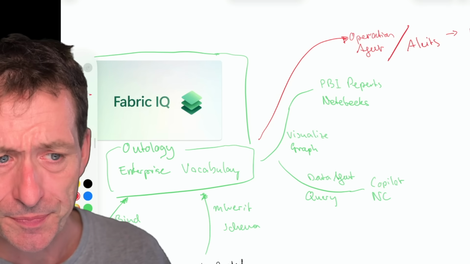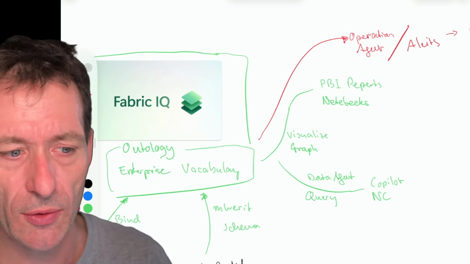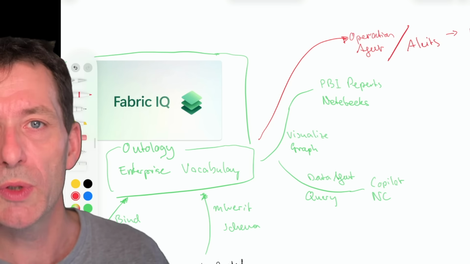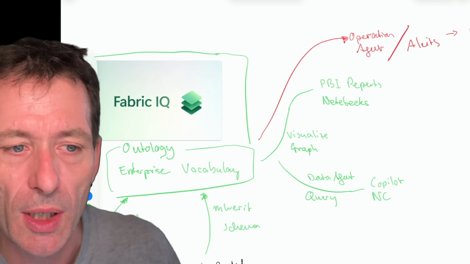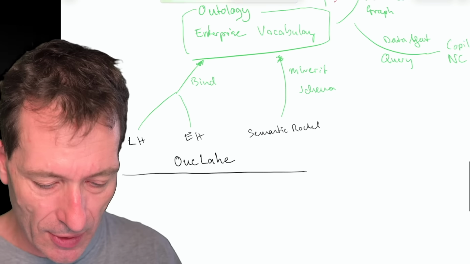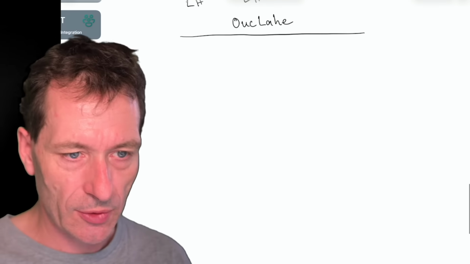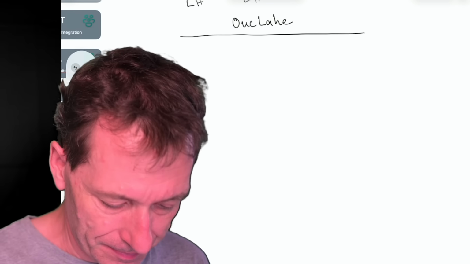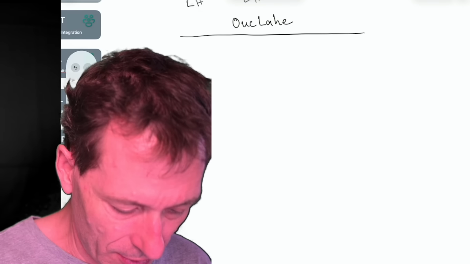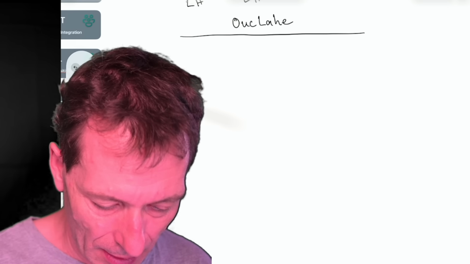So how does this kind of ontology now really work? How do you do that? You start off with entity types. So define an entity type.